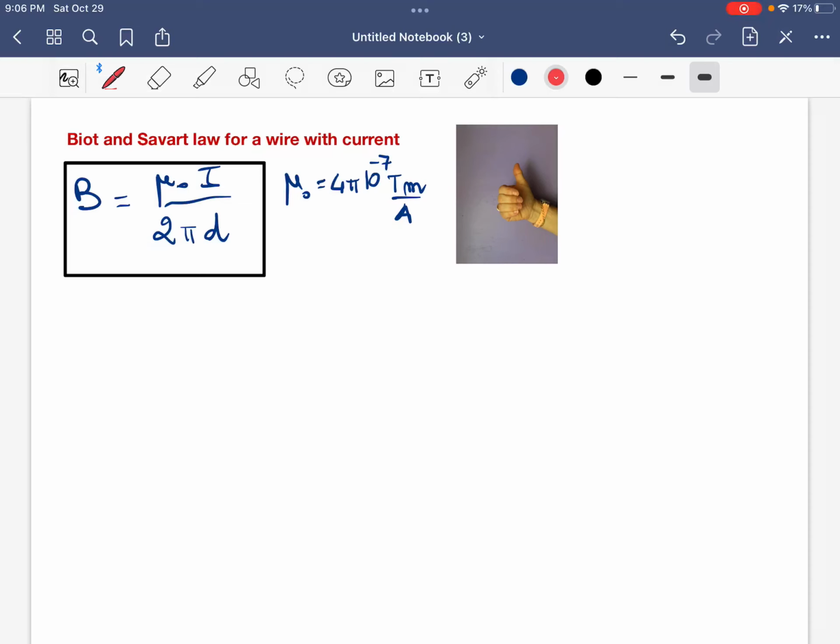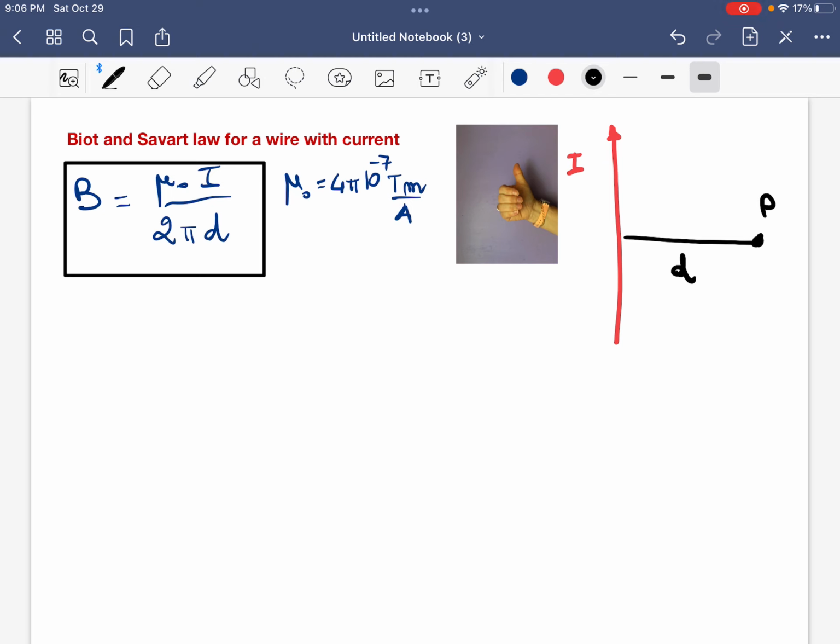To derive Biot and Savart law for an infinite wire with current. Let's say that I have a wire that has current I pointing upward, and then I take a point P at the distance D from the wire, and I ask myself what is the direction and the magnitude of the magnetic field at P.